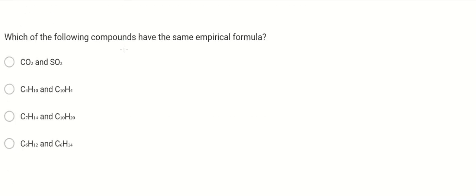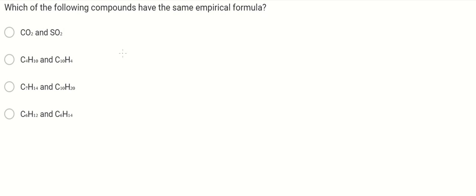Okay. Same empirical formula. I don't know why, but this one gets a bunch of students every year. Well, these can't be empirical formulas because they're not the same elements. Carbon and sulfur, they're different.